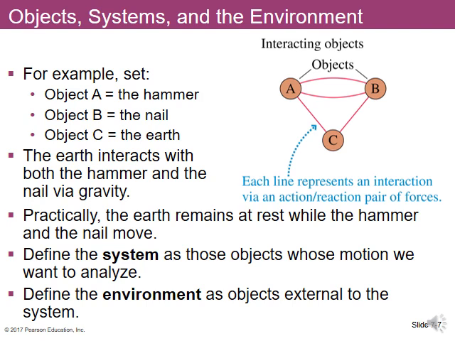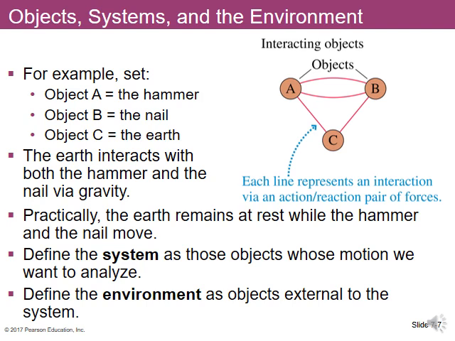Now let's make that a little more specific. Let's go back to the hammer and nail example from the very beginning. Say A is the hammer, B is the nail, and C is the earth. The earth is obviously interacting with both the hammer and the nail, right? It's exerting gravitational forces. What you may not realize is that the hammer and the nail are also exerting gravitational forces on the earth. They have to, right? All forces occur in pairs. If the earth pulls down on the hammer, then the hammer pulls up on the earth.